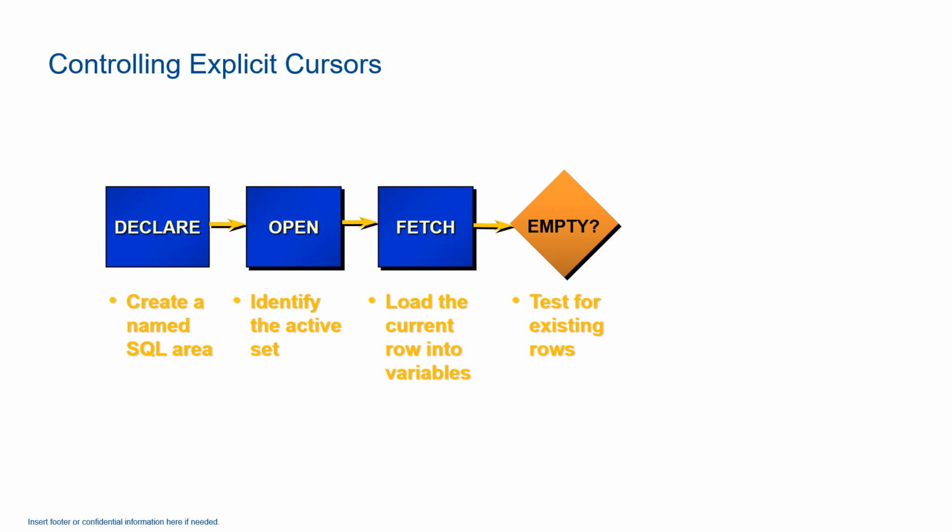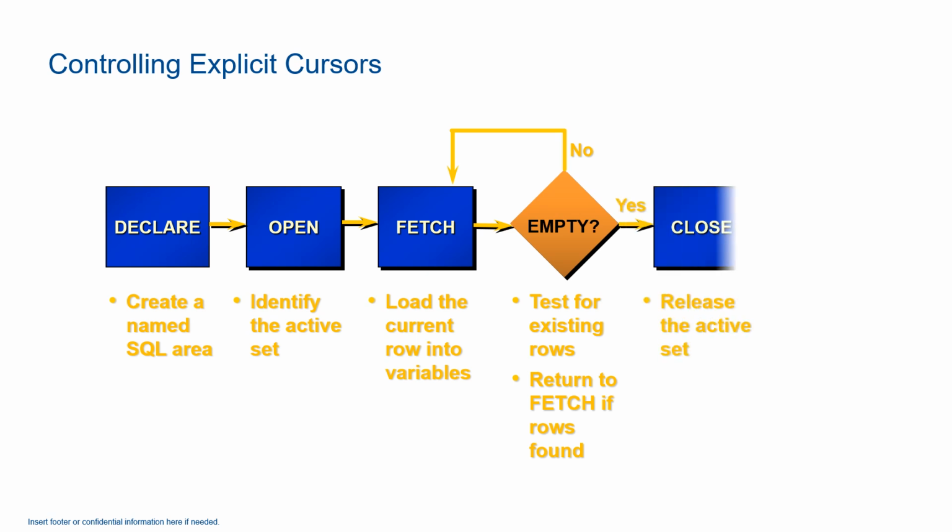Then we test for existing rows. If there are no rows, it will be empty, and it will try to fetch again, but if there are rows, it will go forward. If yes, then release the active set. So we have to close the cursor as well. These are the main controlling syntaxes for explicit cursors: declare, open, fetch, and close.